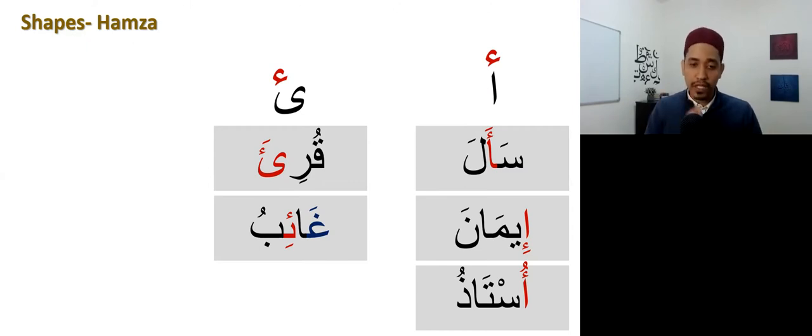The Hamza, once it goes onto a letter, the letter becomes irrelevant. Your eyes shoot straight onto the Hamza. So this would be Ra-ibu, normal Hamza, Ghaibu, means we're absent.